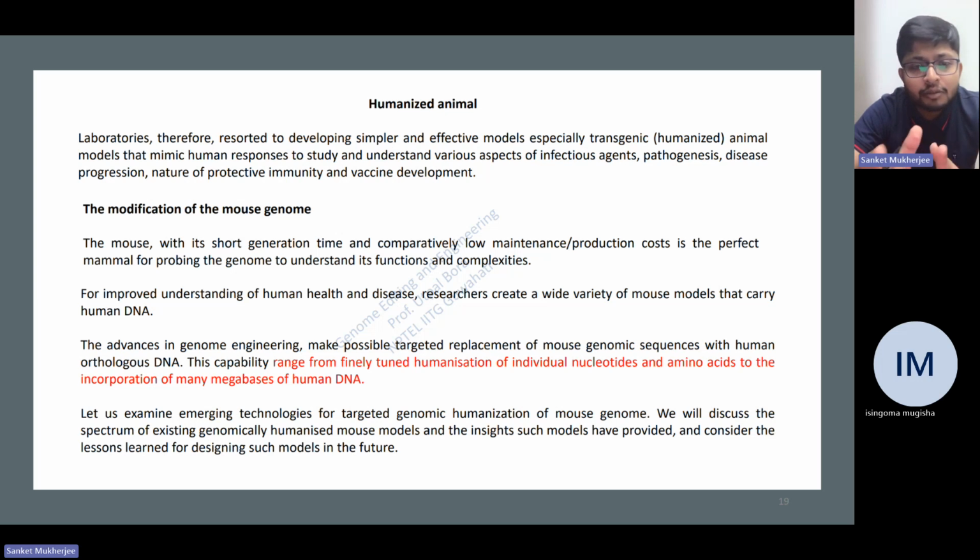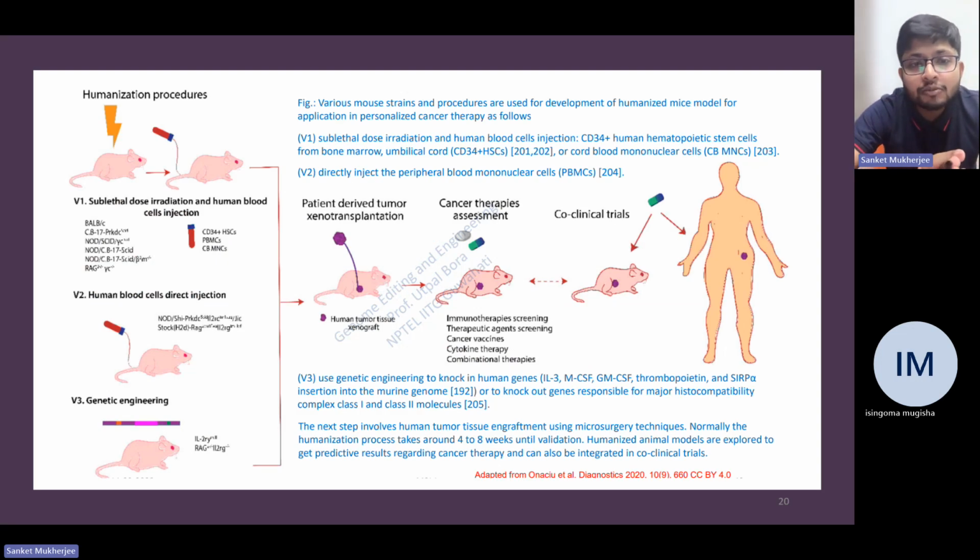We will discuss the spectrum of genomically humanized mouse models and insights that such models have provided. Within the humanization procedures, there could be sublethal dose irradiation and human blood cell injection, CD34 positive human hematopoietic stem cells from bone marrow or umbilical cord. These were injected, or cord blood mononuclear cells, or human blood could be directly injected. That could also be there.